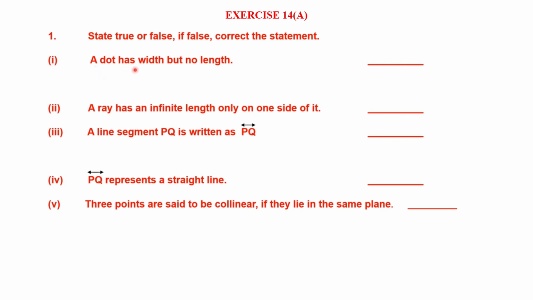A dot has width but no length. We're talking about a point. The fundamental concepts in geometry: point, line segment, ray, all these. Okay. So here we are talking about a point or a dot. According to this statement, a dot has width but no length. And as you know, this statement is false.